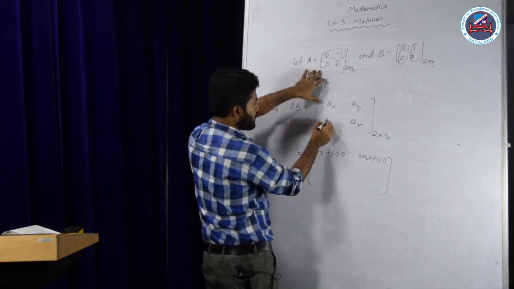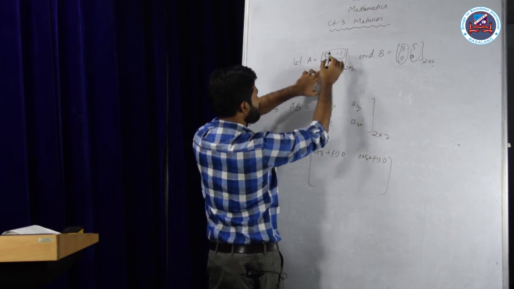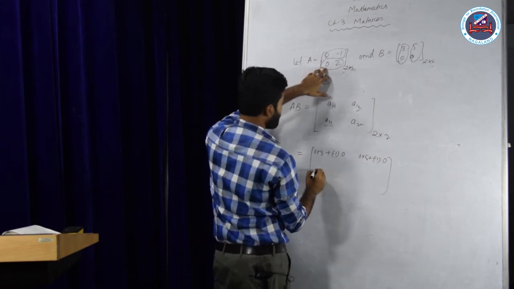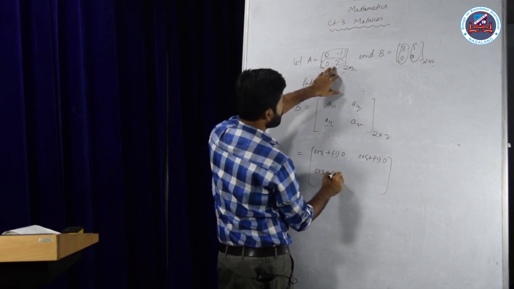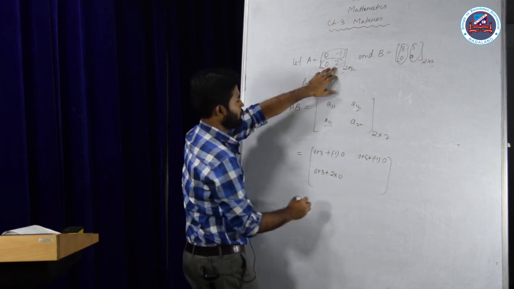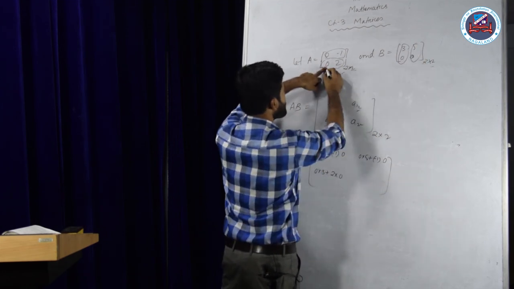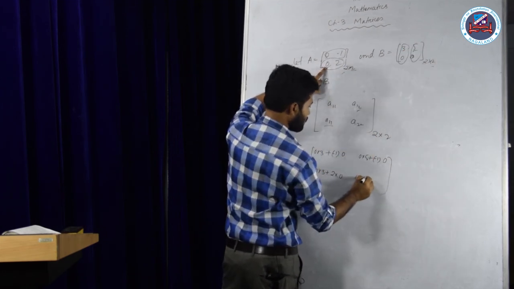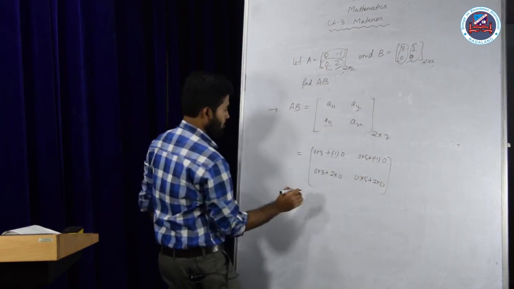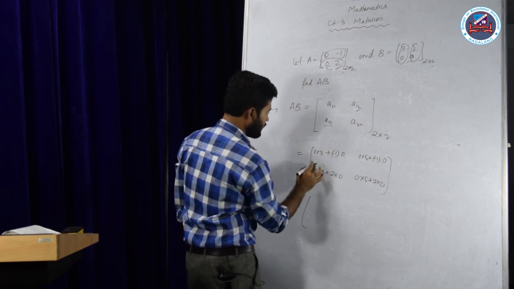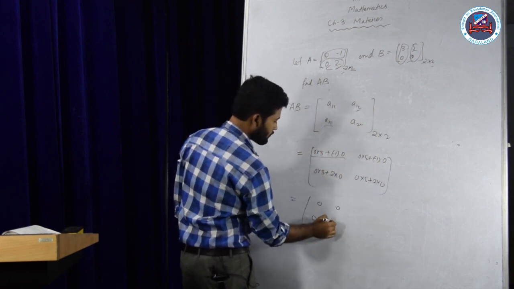Now for this what do we have? A21, that is second row, first column. So what is our second row? This is the second row and first column is this. So it will be 0 into 3 plus 2 into 0. And the fourth one, A22, that is second row, second column. So 0 into 5 plus 2 into 0. So whatever you multiply, you are getting 0 plus 0 will be 0. This is also 0, 0, 0.